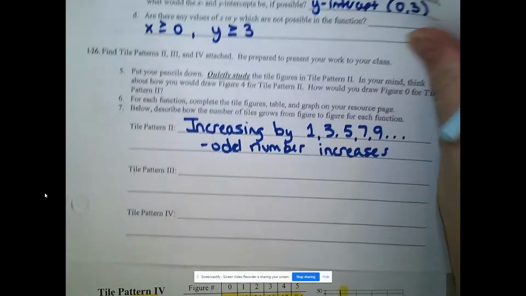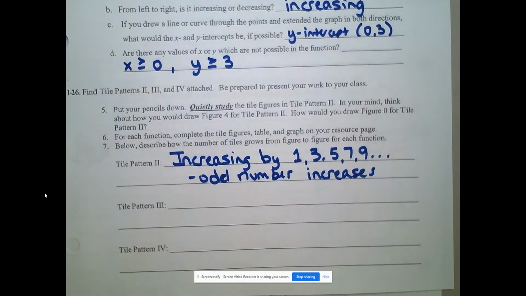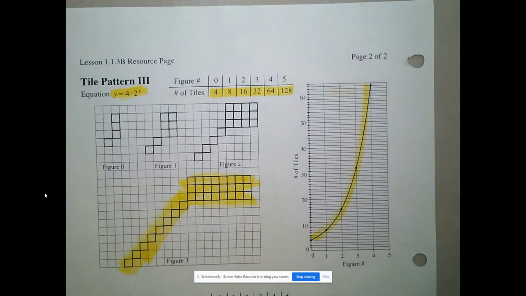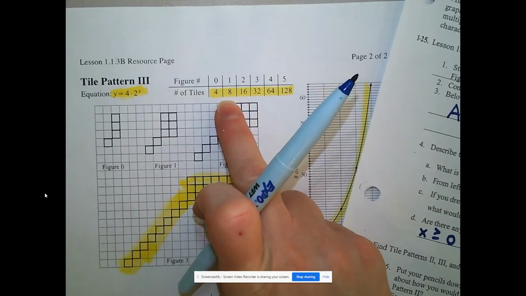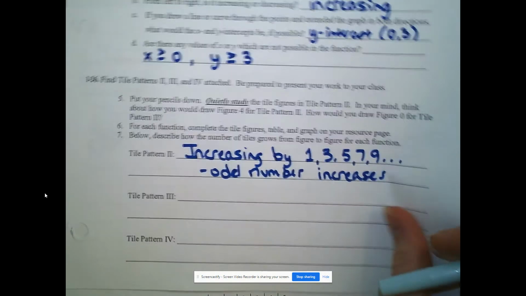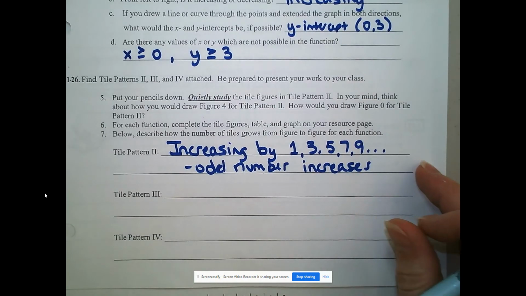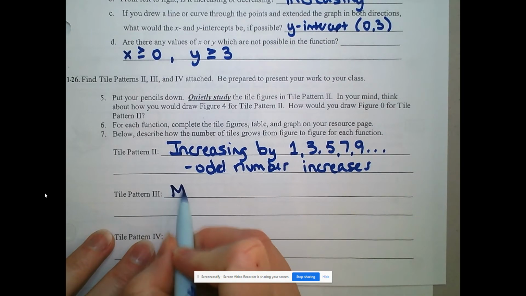So when we're looking here and we're trying to come up with pattern 3, we went from 4 tiles to 8 tiles to 16 tiles to 32 tiles. We were always adding the same number. 4 plus 4 is 8. 8 plus 8 is 16. 16 plus 16 is 32. That means we could describe it that way, but we can also just say multiply the previous number of tiles by 2.